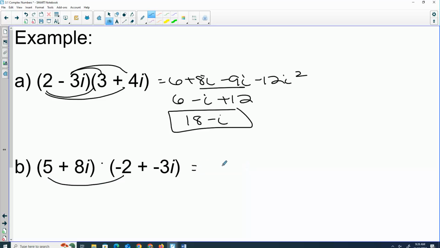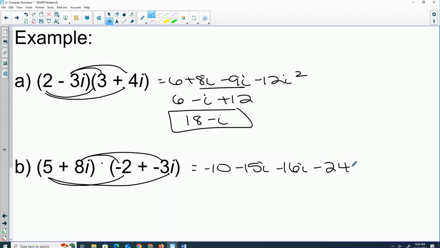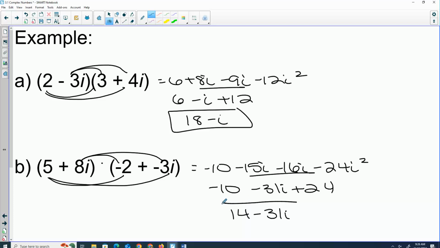B, we get -10 minus 15i minus 16i minus 24i squared. So -10 minus 31i. -24i squared is positive 24. So that gives us 14 minus 31i. Are these okay?